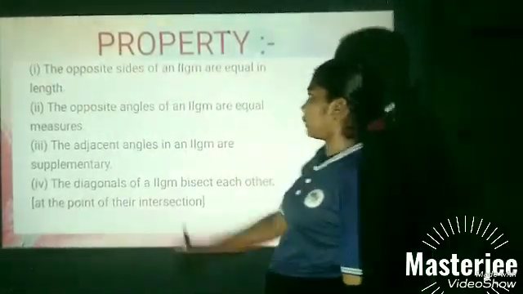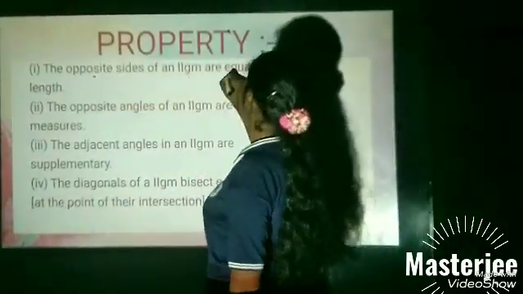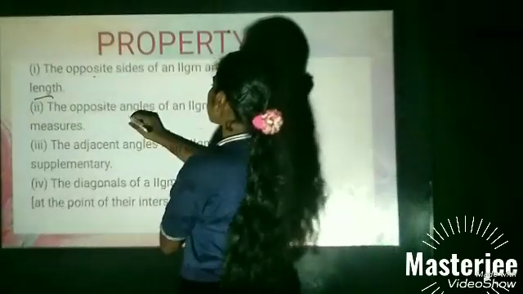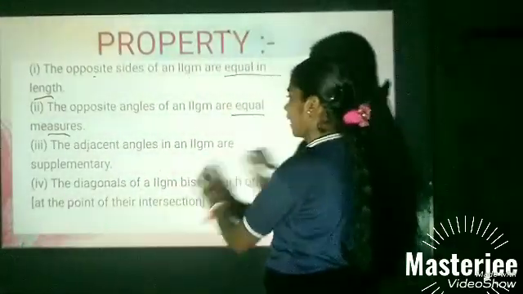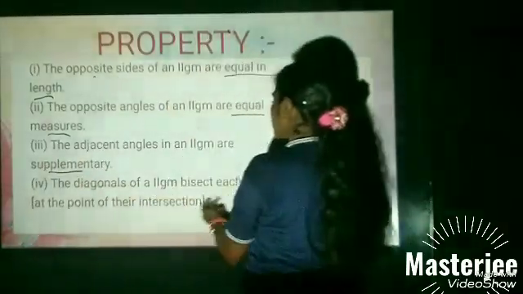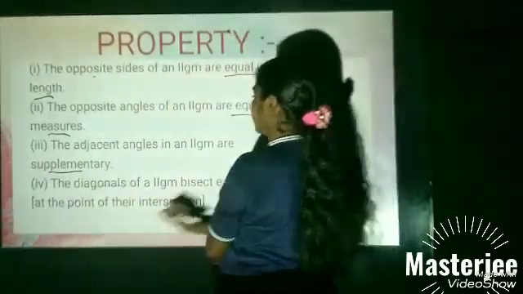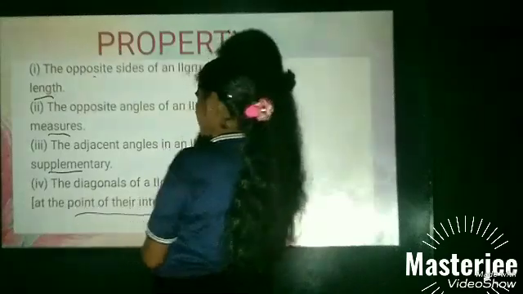Properties of a parallelogram. The opposite sides of the parallelogram are equal in length, and the opposite angles of the parallelogram are equal in measure, and the adjacent angles of the parallelogram are supplementary. The diagonals of the parallelogram bisect each other at the point of their intersection.